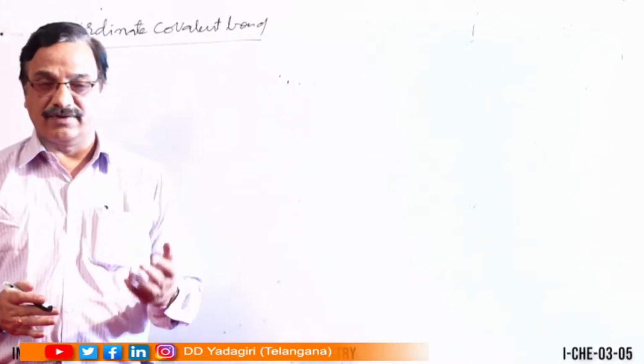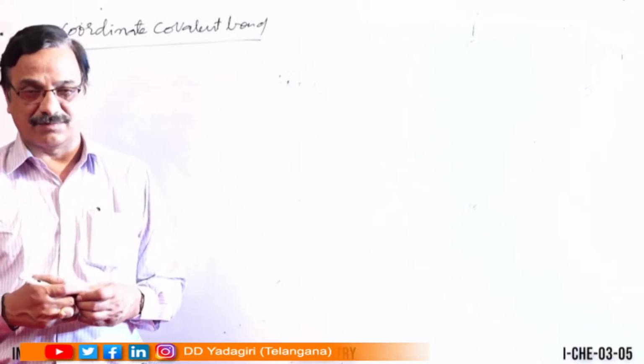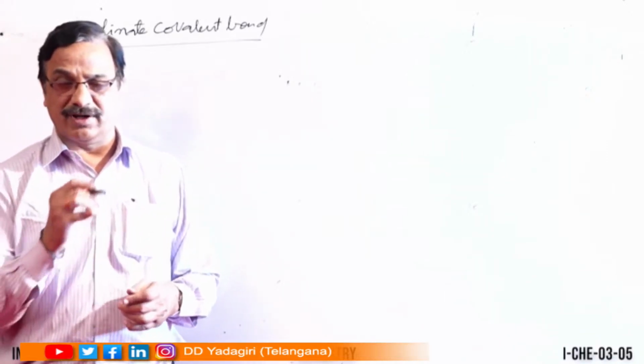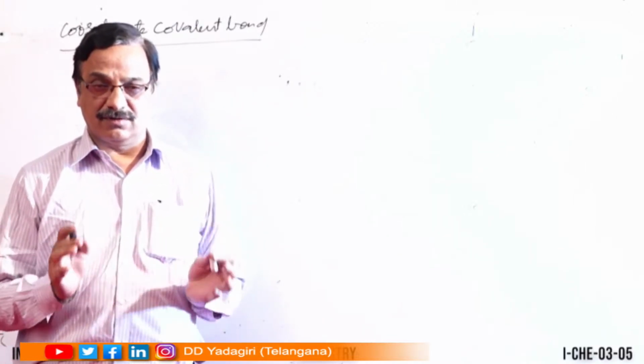The atom which donates we call the donor. The atom which accepts we call the acceptor. It is shown by putting an arrow from donor to acceptor, right?